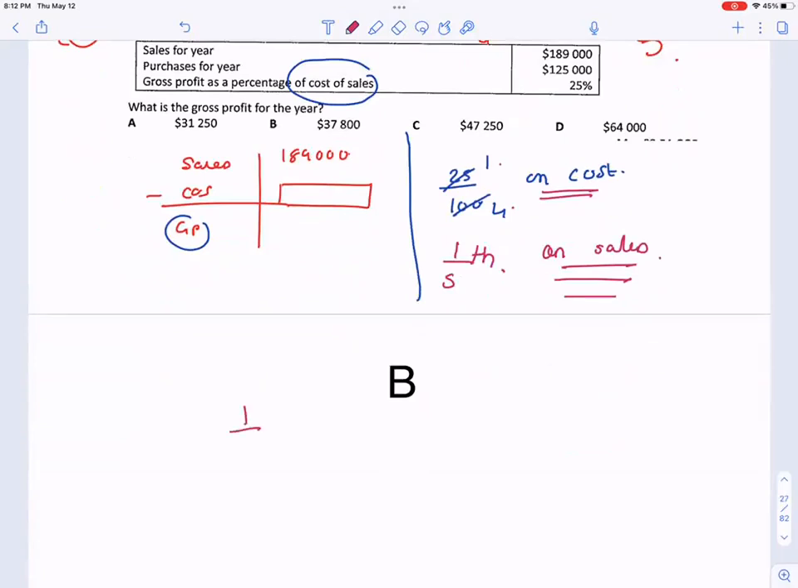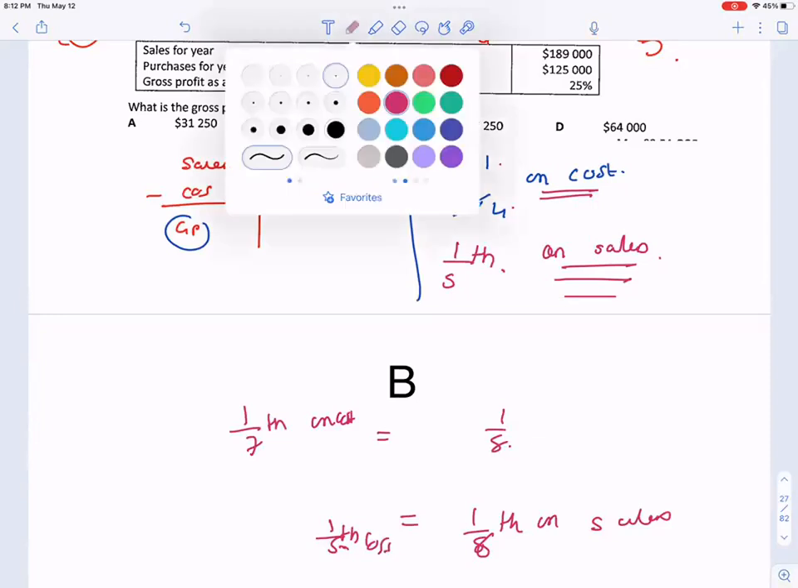1/7 on cost will make it how much on sales? 1/8 of sales. 1/6 on sales will make it how much on cost? 1/5 on cost. Did you understand? Yeah. Okay, fine.